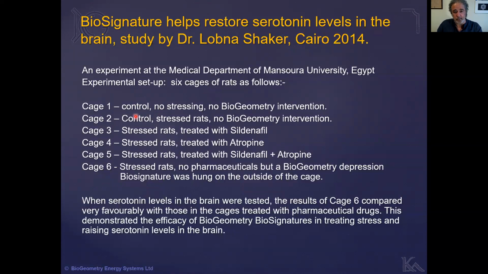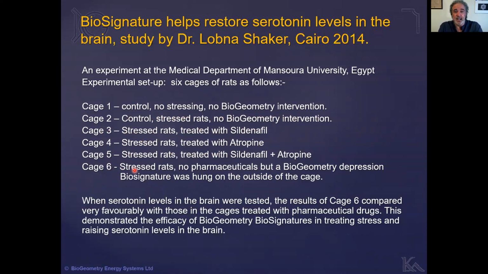Now, cage 2 was a control. The rats were stressed but had no biogeometry intervention. Okay, cages 3, 4, 5, and 6. The rats were all stressed, but cage 3 had 1 pharmaceutical antidepressant applied. Cage 4, a different antidepressant. Cage 5, a mix of those 2 antidepressants. And cage 6 was, of course, our favorite cage, because the stressed rats had no pharmaceuticals applied, but a biogeometry depression biosignature. Literally just 1 form drawn with a pen, which you have in your collection. You'll be using this as much as you like. And it was hung outside of the cage.